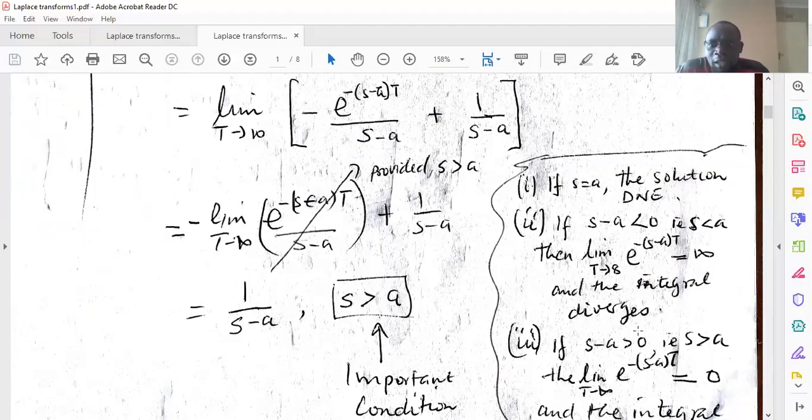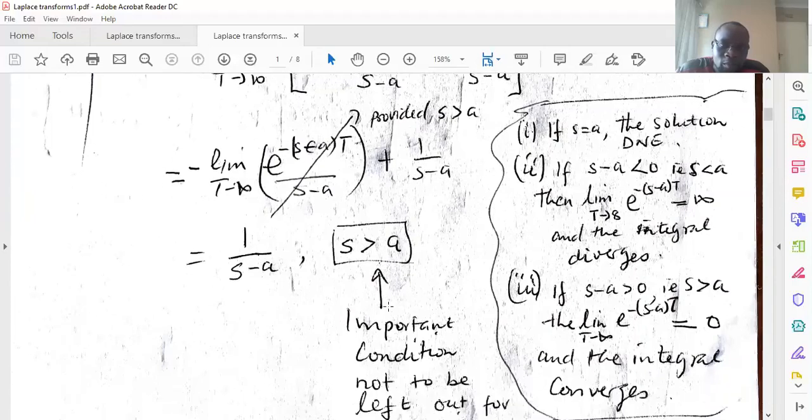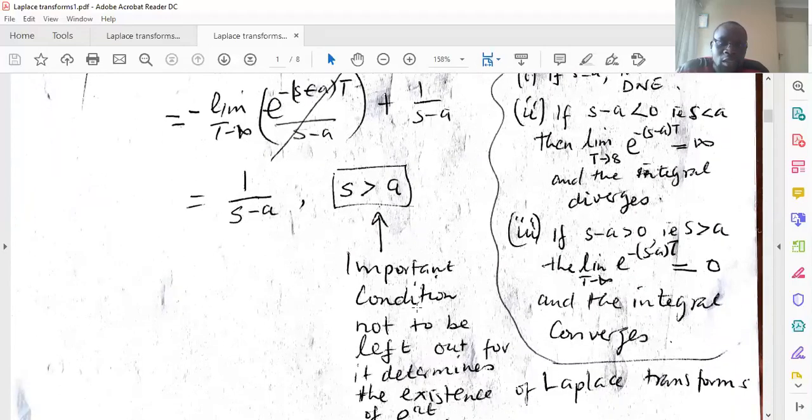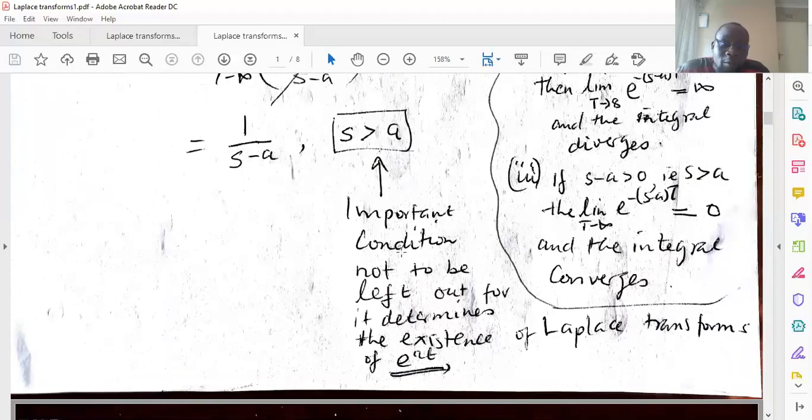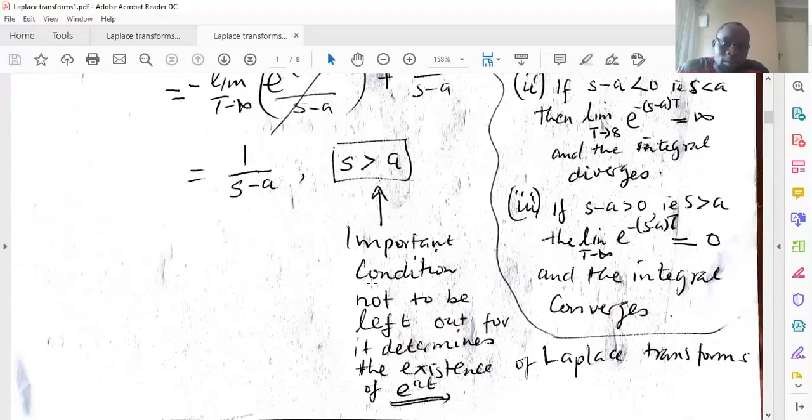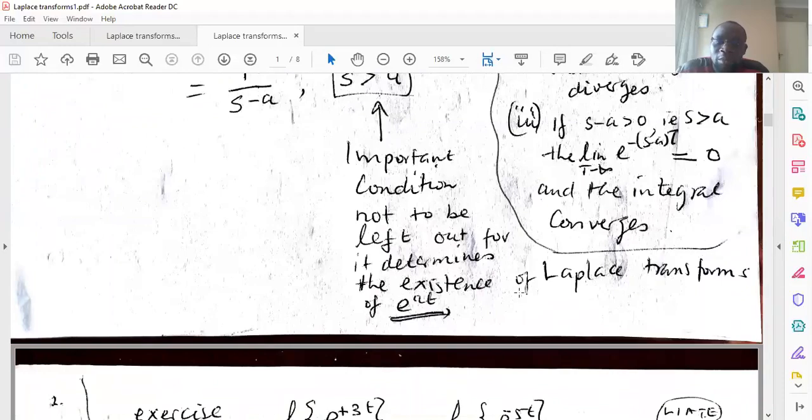If you leave this out, then you are assuming it works for all three conditions, and that does not happen. We saw that the first two will not give us a convergent integral. So we always need to specify these conditions for convergence of the integral, so that we can have a Laplace transform. It is important to mention this condition for every function. Different functions have different conditions. So we need to mention it, as it determines the existence of the Laplace transform of e to the power at in this case.